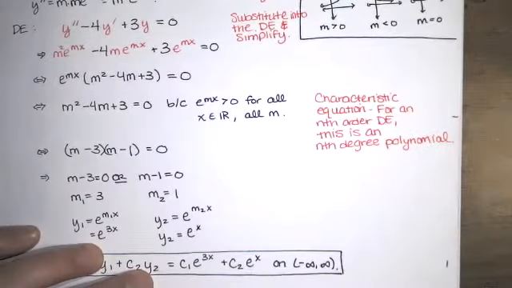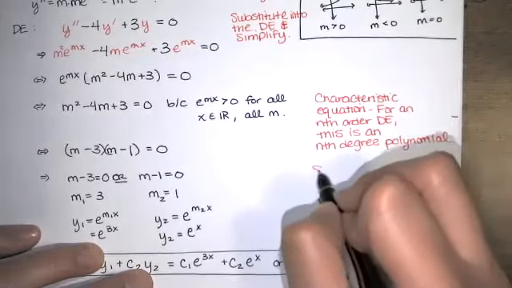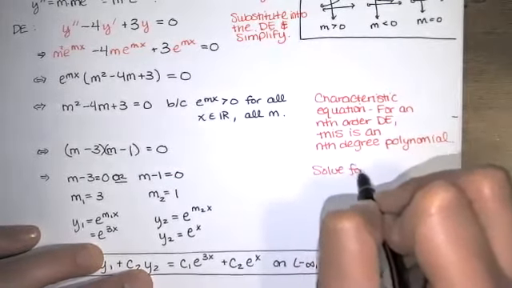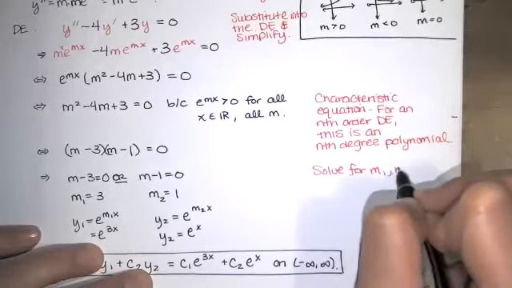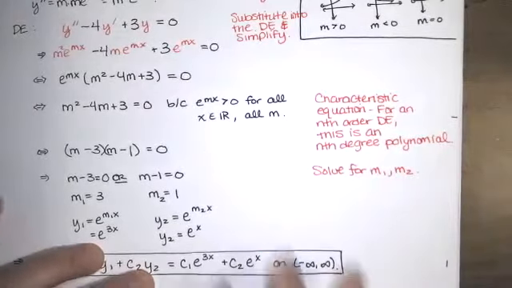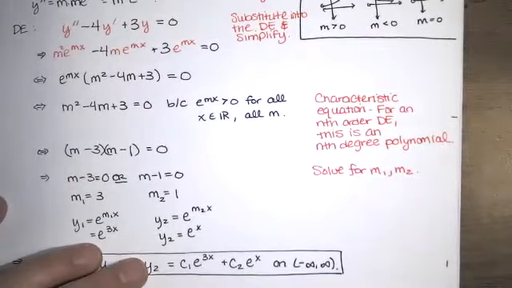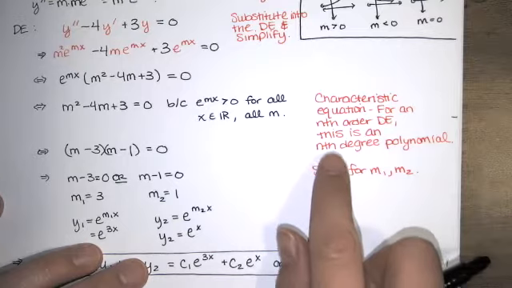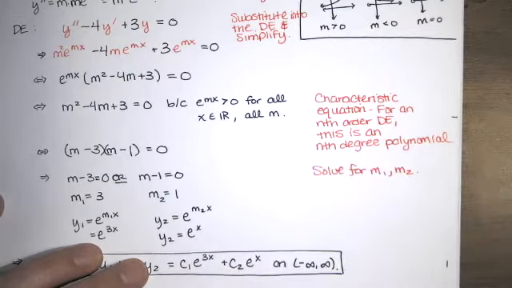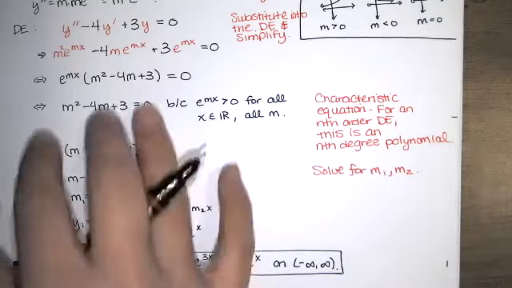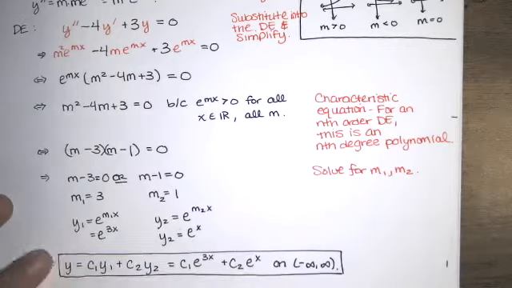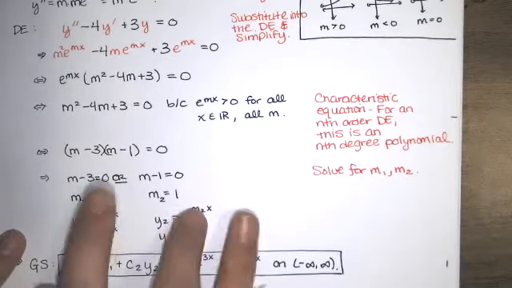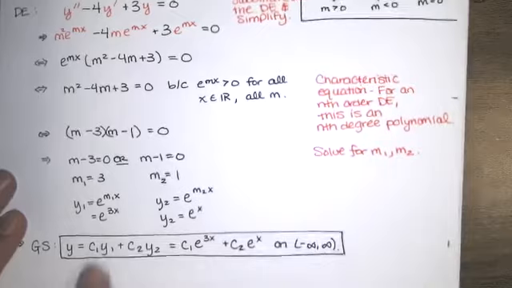Then we solve the characteristic equation for m1 and m2. And we're just solving for m1 and m2 because it's a second degree polynomial, and it was a second order differential equation. So since it was second order, I have a second degree polynomial or a quadratic equation. So we solve the quadratic equation. This time we happen to get two real roots that are distinct from each other.